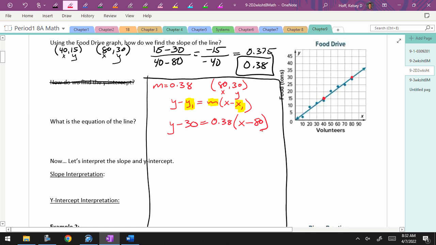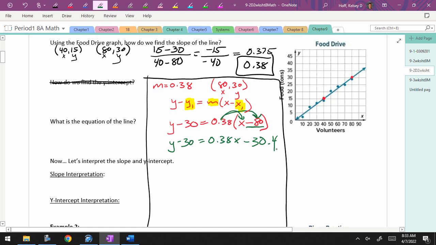Now, we really need to get this to that original y equals mx plus b. In order to get y by itself, the first thing I have to do is get rid of parentheses. How do I get rid of parentheses in this problem? Multiply. I distribute that. Very good. So y minus 30 is not going to change. 0.38 times x is 0.38x. Very good. 0.38 times, don't forget this is negative 80. Yep, multiply them. 0.38 times negative 80. Negative 30.4.